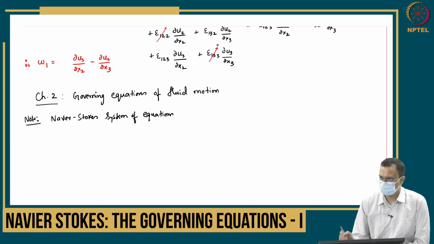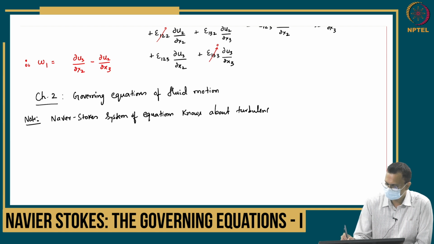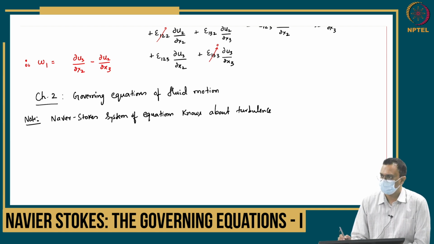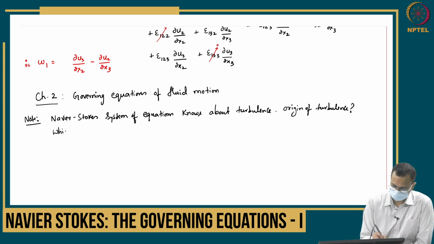Many times I see that students think only the momentum equation is the Navier Stokes equation. It's a system of 3: conservation of mass, momentum, energy. Okay, so Navier Stokes system of equations knows about turbulence, but it is concealed. We don't know the origin of turbulence, right? So the question is the origin of turbulence. Which term knows about turbulence?